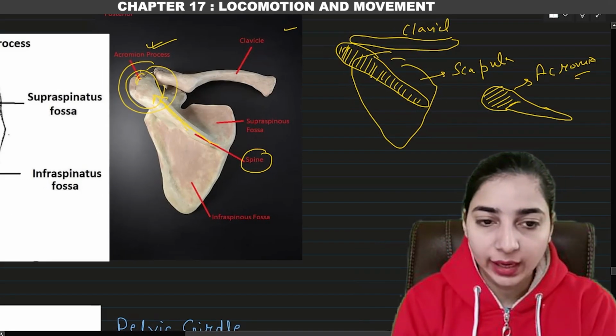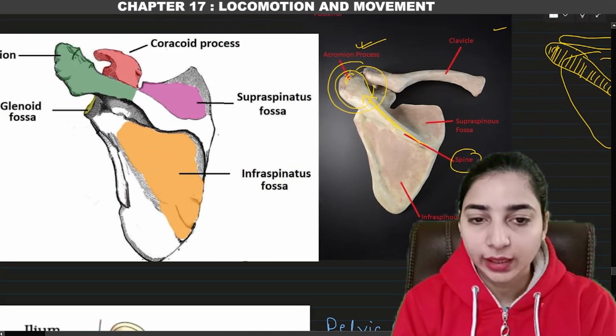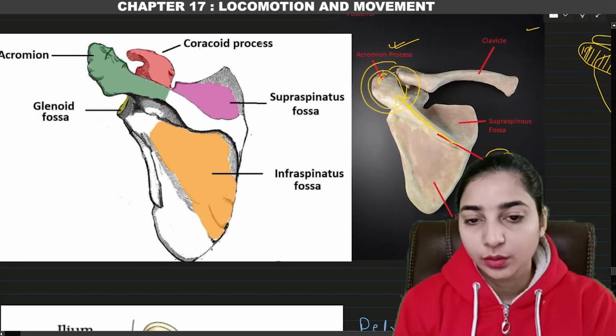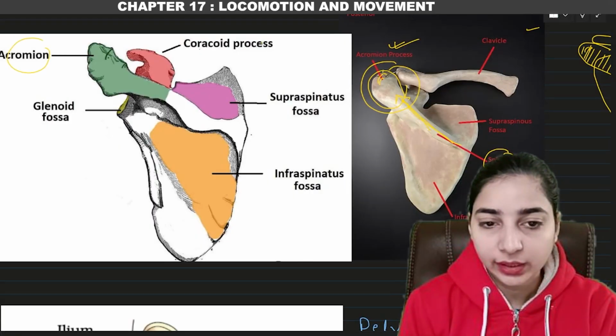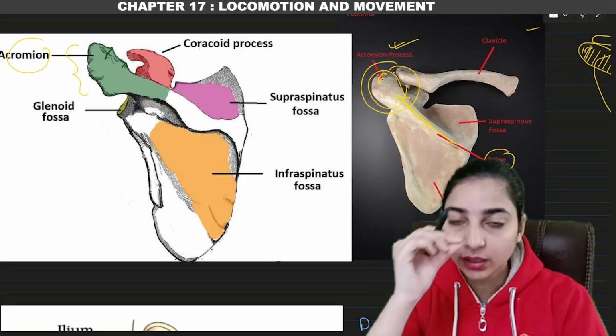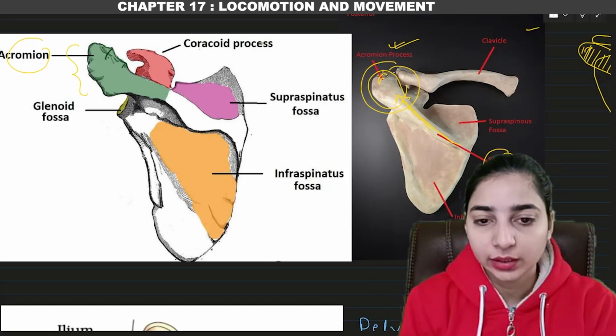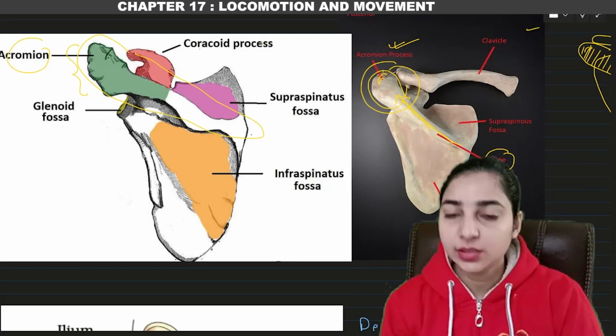Now let's have a look at another diagram. So this diagram, this colorful diagram that you see. Okay, so here you can see the acromion in green color. You can see this green color part is the acromion, that is the wider part of the spine. This complete part is the spine, and this flat triangular part is the scapula.